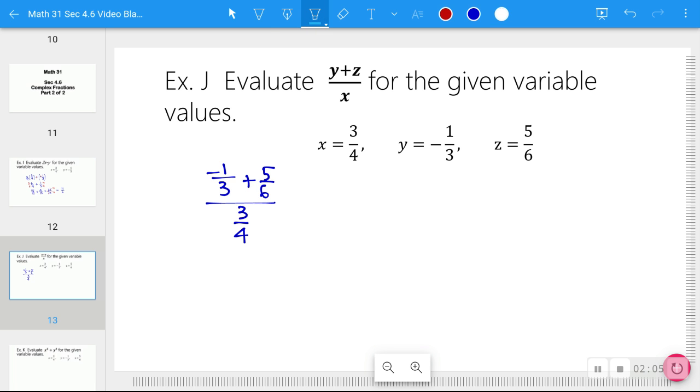Now, the common denominator here of these three numbers, 3, 4, and 6, they all go into 12. So we're going to multiply everything by 12 here, top and bottom. Okay, the plus sign means I have to distribute here. So let's go through it here. 12 divided by 3 is 4. 4 times -1 is -4.